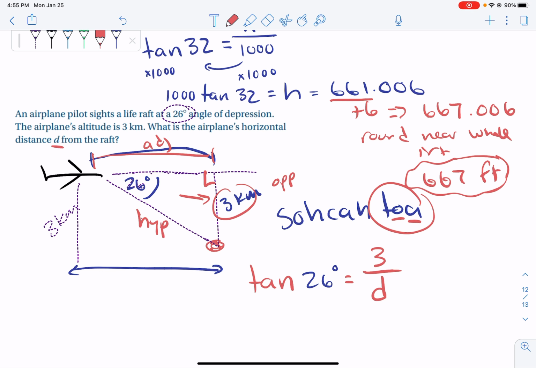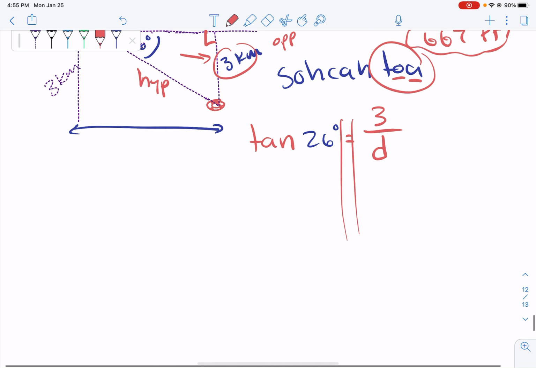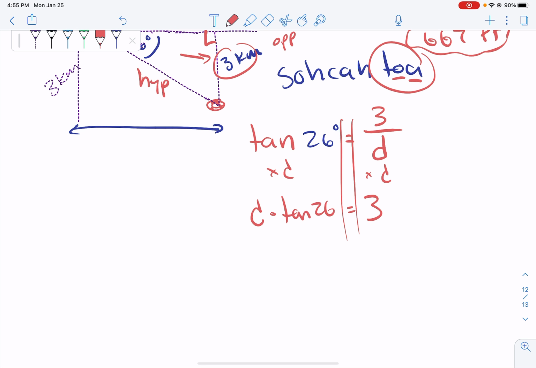And if I do a little bit of trickery, well, I guess depending on who's taught you how to simplify some of these things, I'm going to multiply D on both sides, right? I'm going to multiply D over here, multiply D over here. So I end up with D times the tangent of 26 equals 3. Now, I want D by itself. So I've got to divide by tangent 26. So I end up with D is equal to 3 divided by the tangent of 26.